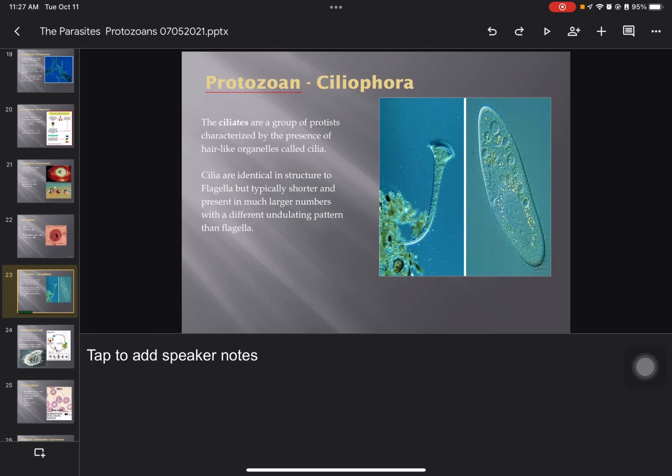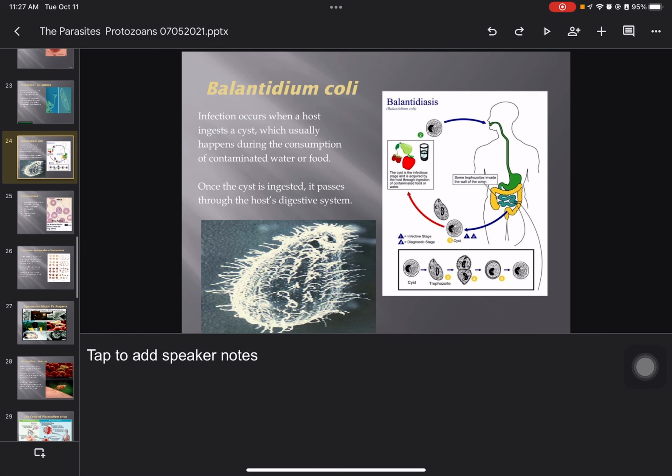But there's one organism that can cause dysentery, and that's Balantidium coli, and it looks like this, right? And if you ingest the cyst, you can come down with dysentery. But it's pretty rare, right? Most of the organisms in the ciliate group, the Ciliophora, are not problematic for us. Okay, yes, sir.